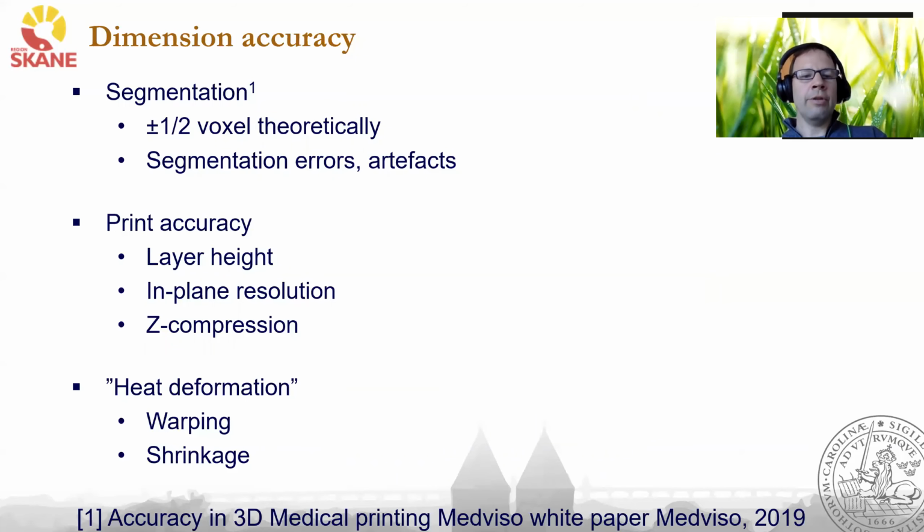Then when it comes to dimensional accuracy, you have the print accuracy. For one thing, you're limited in the layer height. You may be limited in plane resolution. You can be limited by Z compression. That's, for instance, when the laser hits the surface or melts the powder, that it penetrates deeper than just the top surface. The most important dimensional accuracy considerations are what we could call the heat deformation.